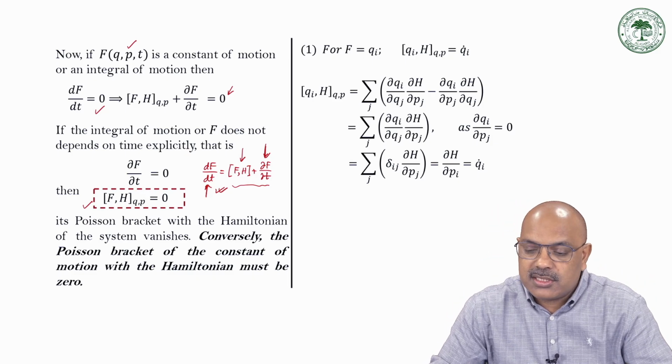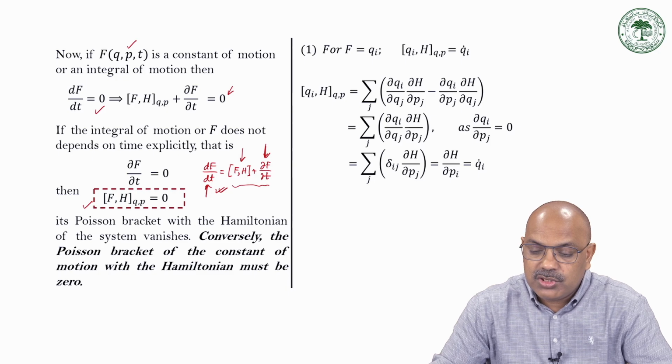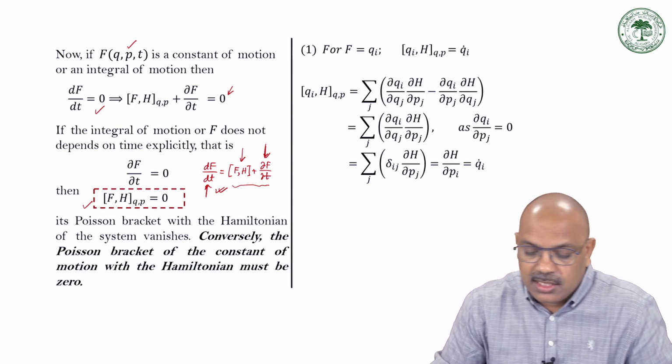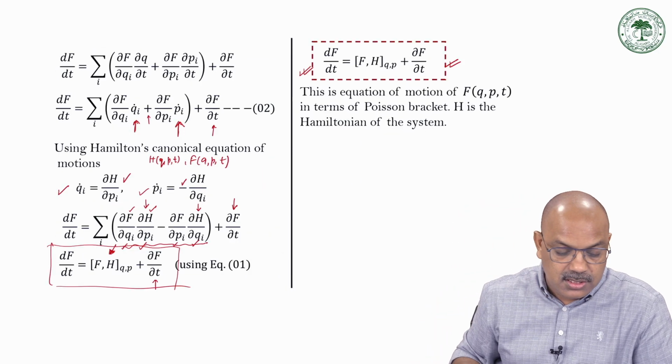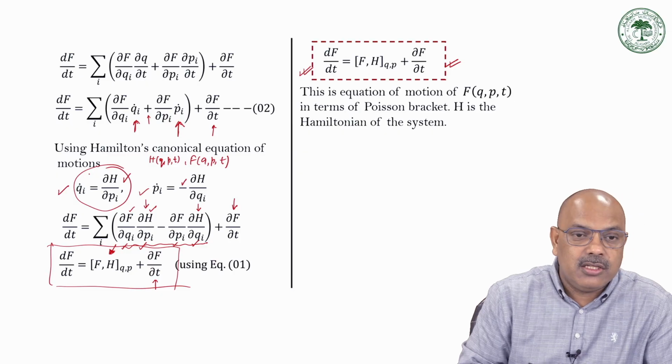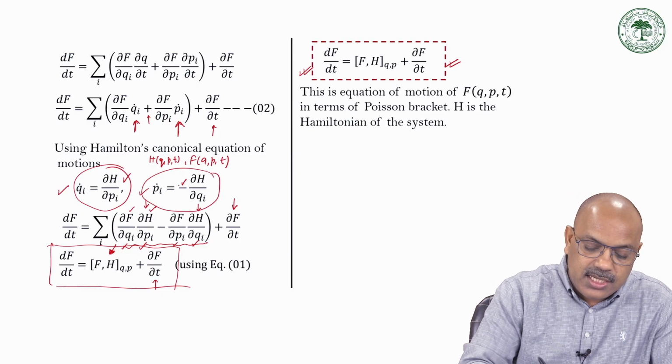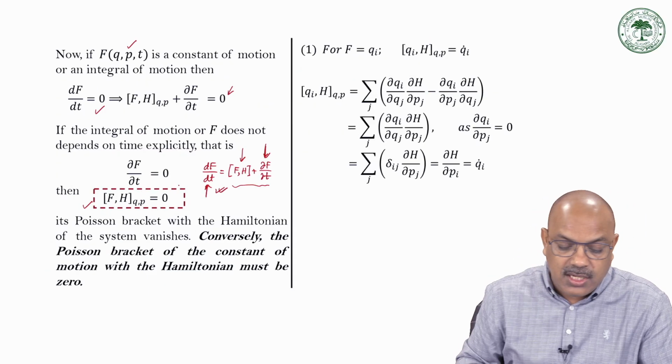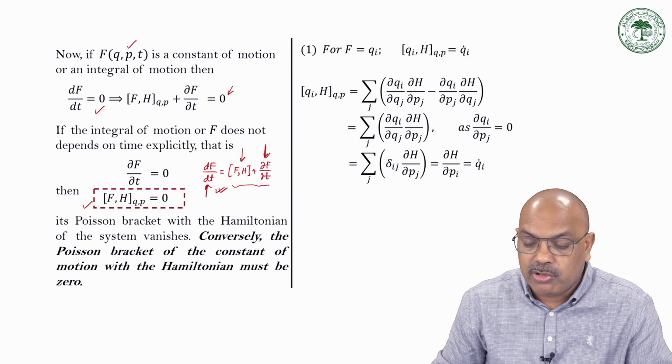Now if you remember the canonical equations of motion in Hamiltonian, that is q_i dot is ∂H/∂p_i, and p_i dot is minus ∂H/∂q_i. So we can write these in terms of the Poisson bracket also.